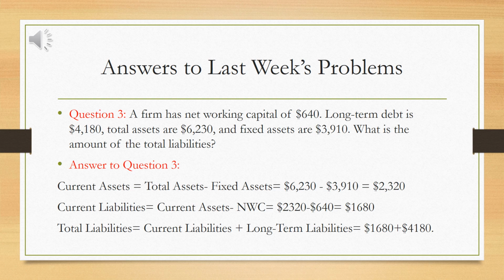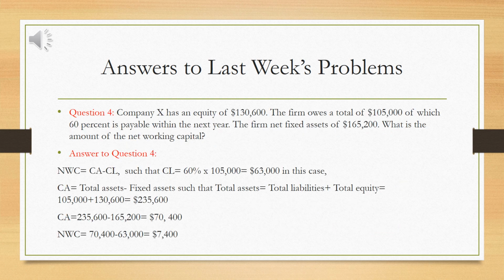Current assets are equal to total assets minus fixed assets, which are $6,230 minus $3,910. Now, current assets are $2,320. So, current liabilities are $2,320 minus $640, and total liabilities are $1,680 plus $4,180.